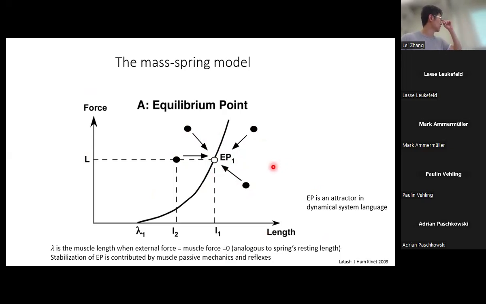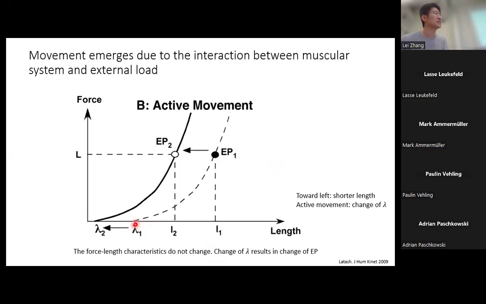And then how can we make a movement? What about if we want to move? What you do is you change the zero length, which is this lambda here. For example, if you want to shorten the muscle, you move the lambda toward the left side, which shortens the muscle. This is an active movement, where you change the zero length. At the same time, the curve will shift together with the lambda.